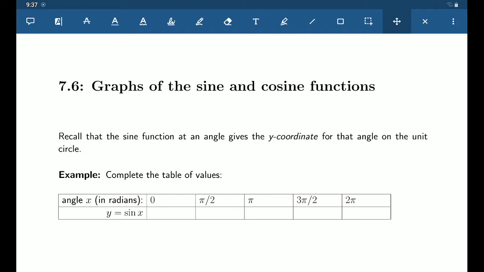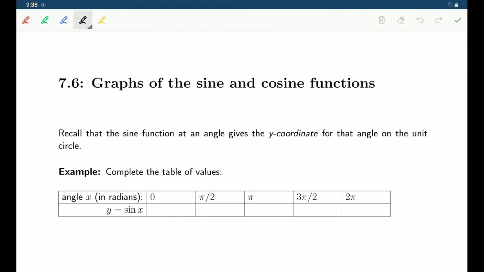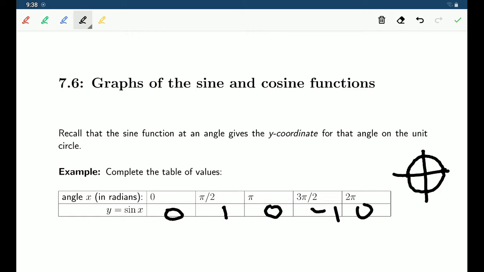And so if we're thinking about how, as we move our way around the circle, starting at 0 radians, at which point in the unit circle the y value would be 0. From 0 radians to pi over 2 radians, or 90 degrees, where the y value is 1. Then from 90 degrees to 180, or from pi over 2 to pi, where the y value is 0. Then down to 3 pi over 2, where the y value is negative 1. Then back to 2 pi, where the y value is 0.